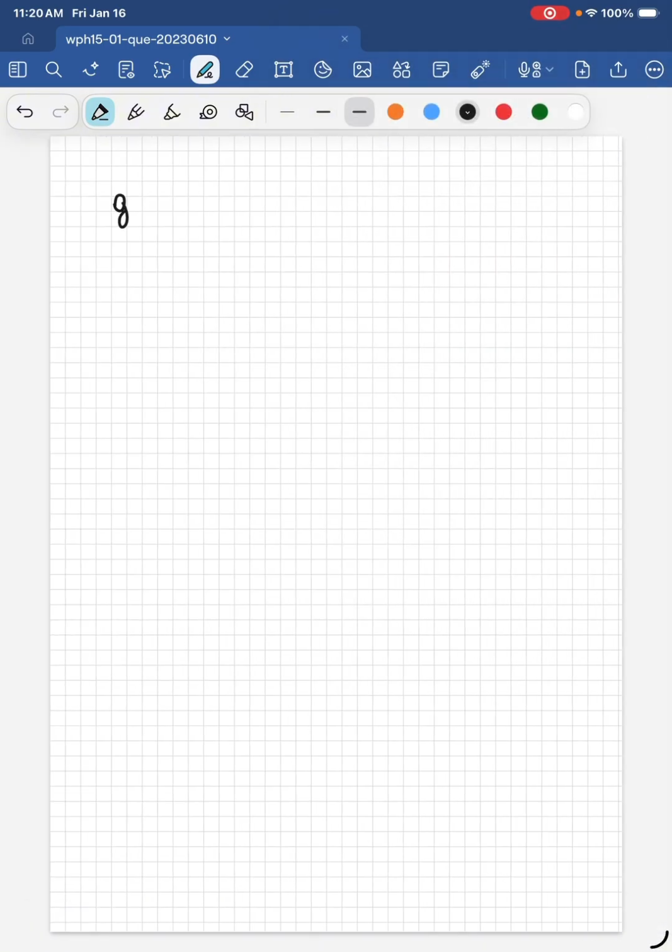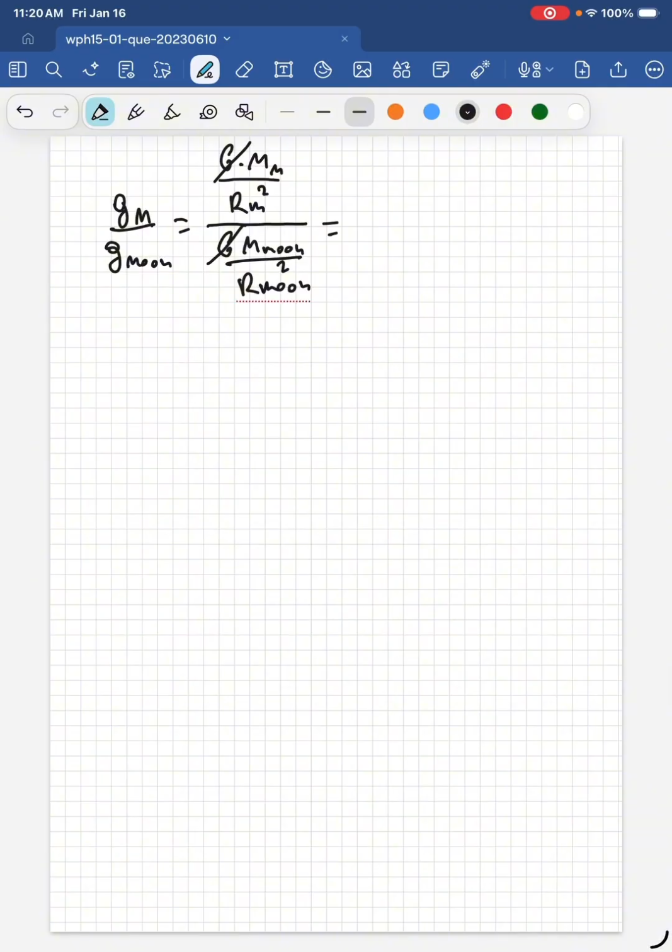So let's just write down, okay, so the field strength on Mars over the field strength on the Moon should be equal to this ratio. So we will have the field strength of Mars will be G times the mass of Mars over the radius of Mars squared, right? And then we will have G mass of the Moon over the radius of the Moon squared. Okay, so G goes away. That's a nice cancellation. So we have M of Mars over M of the Moon.